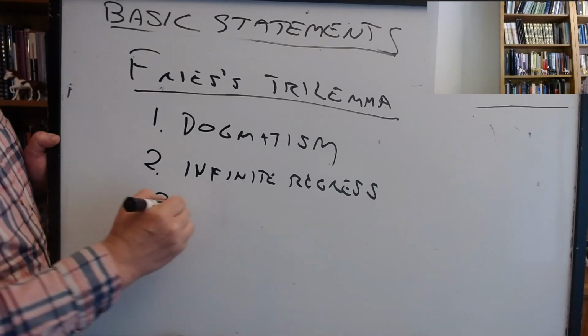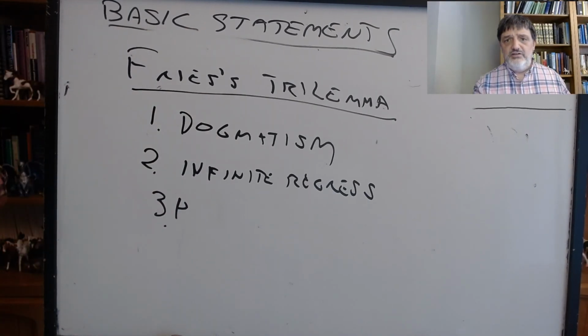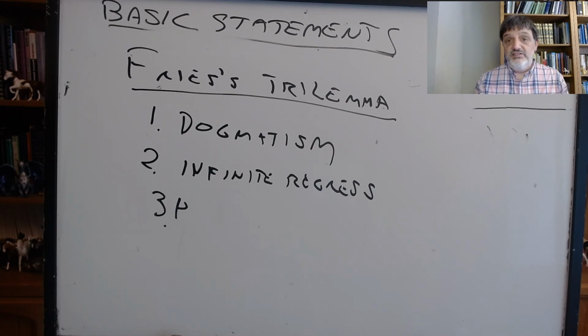And the third option, I mean, so far, this should be kind of familiar, right? Just saying that if everything has to be proved from something else, then you get an infinite regress. So it seems like your only alternative is that some things don't have to be proved. You can just assert them.